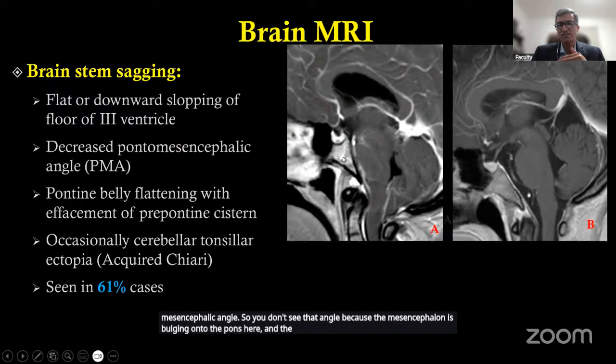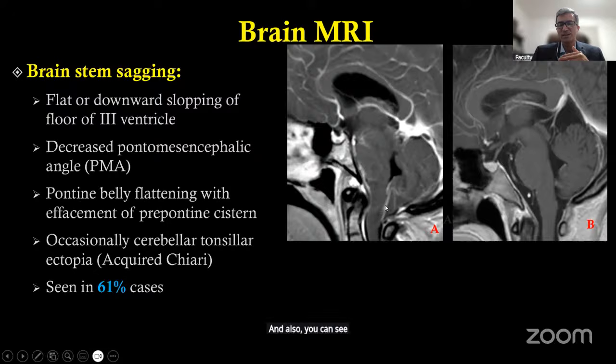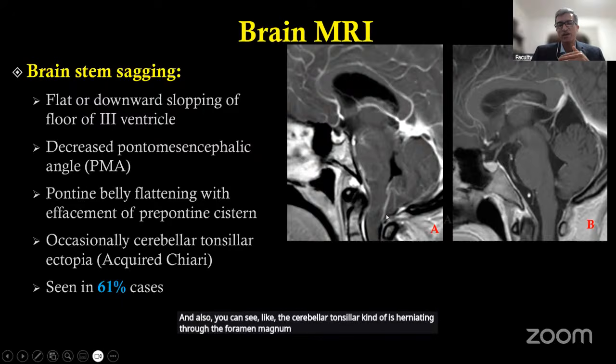And the prepontine cistern is kind of effaced, and also the mammillopontine distance is reduced. And also you can see the cerebellar tonsils herniating through the foramen magnum. So that's like an acquired Chiari appearance, right? We see these findings in up to 61% of cases.